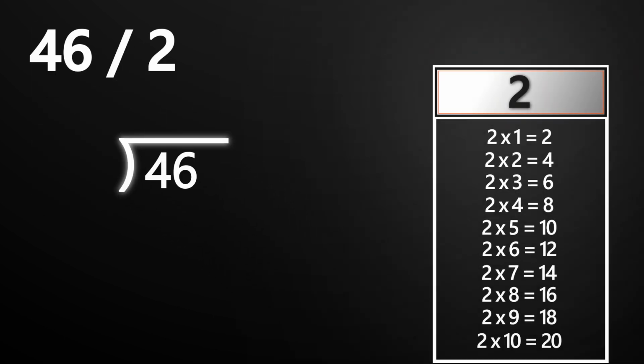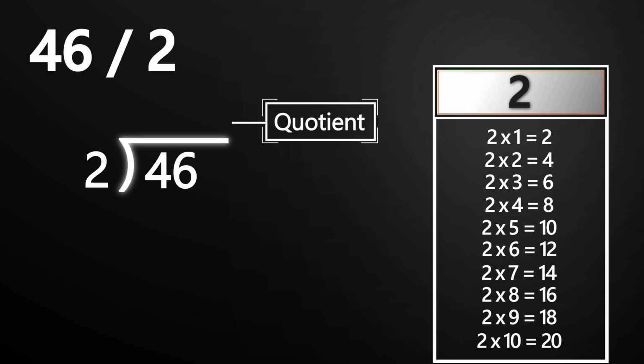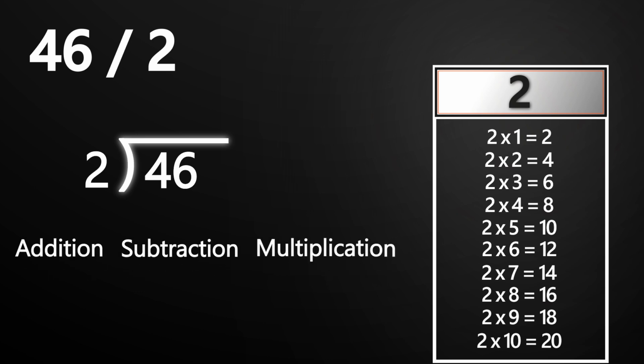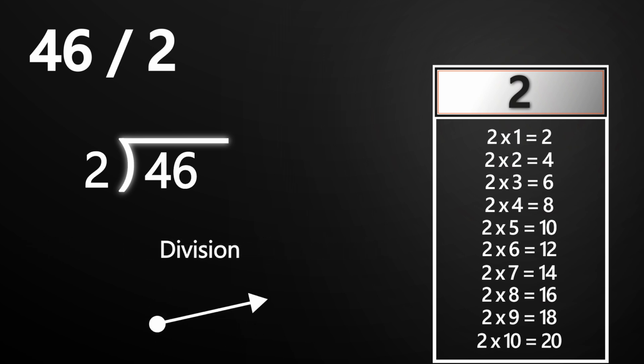Write 46 inside the long division box. That's your dividend. Place the 2 outside. That's the divisor. And as you solve, you'll build your answer, the quotient, above the line. Now here's something interesting. In most math operations like addition, subtraction, or multiplication, we work from right to left. But in division, we flip that. We move left to right.